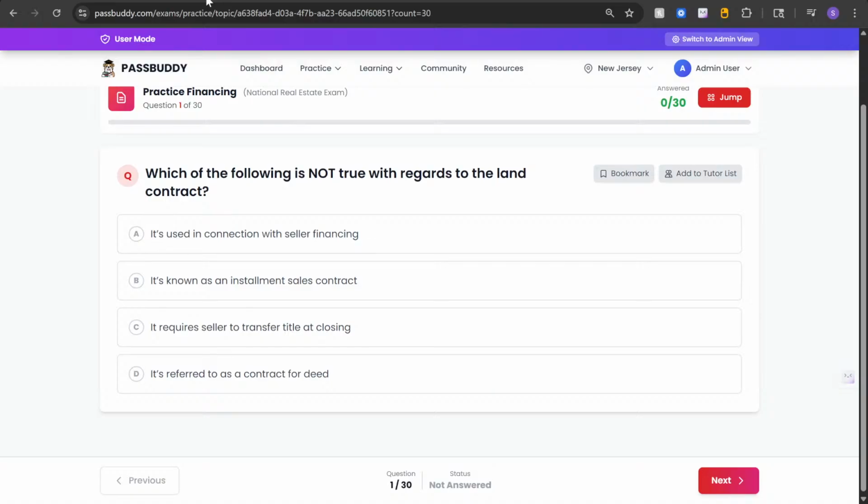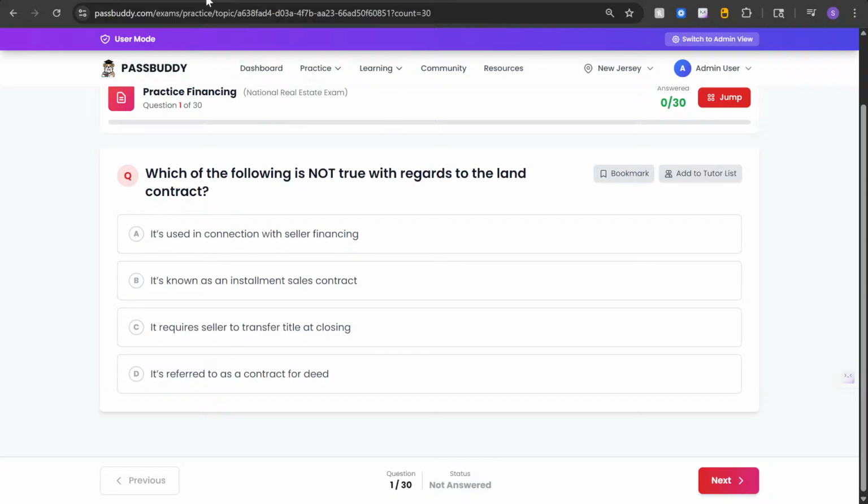So, the first one says, which of the following is not true with regards to land contracts? So, remember, we're going to be looking for a false statement, right? We're not looking for something that is true. So there's going to be three things that are going to be accurate about land contracts, and then one thing that's going to be an outlier that's going to be like, oh, that is not accurate about land contracts. That's the answer that we're looking for.